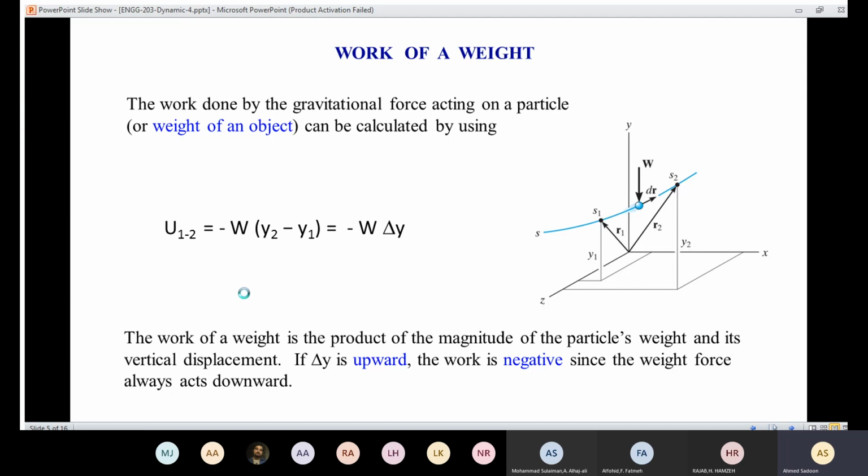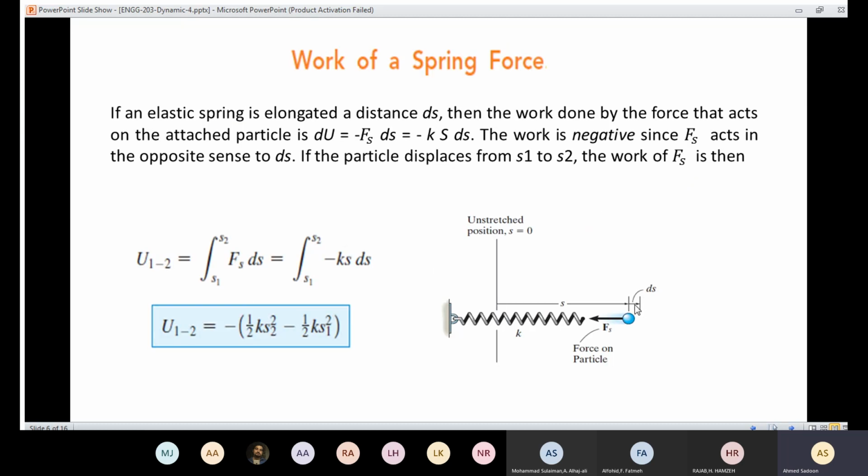Also, in many cases, the particle is going to be connected to a spring. So also, the spring will do a work on that particle.